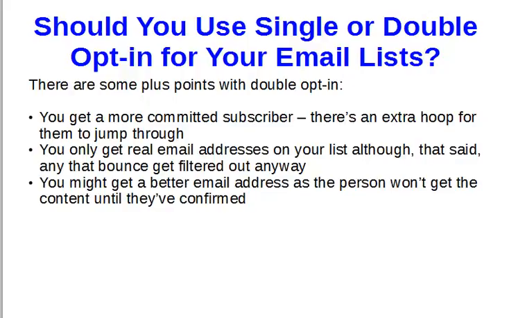You'll only get real email addresses on your list, although that said, any bounces get filtered out anyway. And to be honest, even with double opt-in, there's nothing to stop someone using their less preferred email address. In theory, you'll get a better email address as the person won't get the content till they've confirmed. As I said, that doesn't stop them using a throwaway one, because people do that. It depends on their trust level before they actually sign up with you.